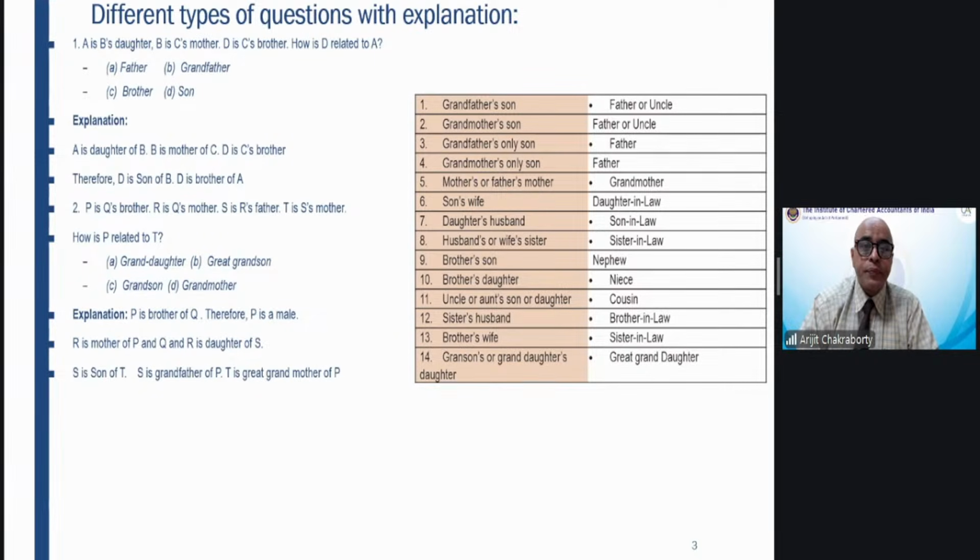T is the mother of S. That means if S is the grandfather and T is the mother of S, then if you look at the relation between T and P, it will be great grandmother. Okay, so please see the slide as I was explaining the different steps.